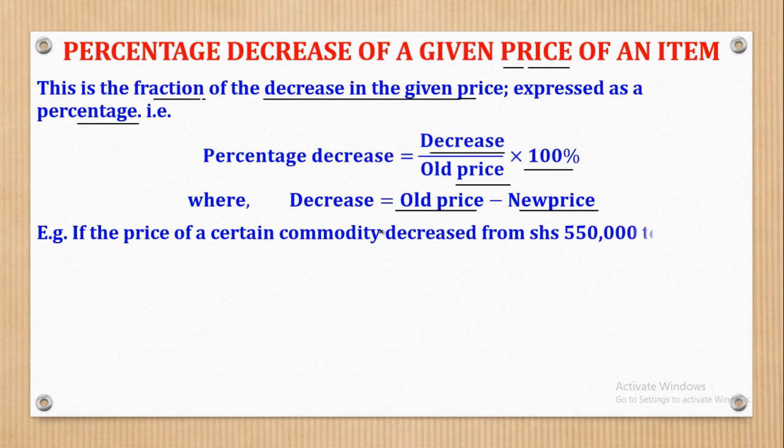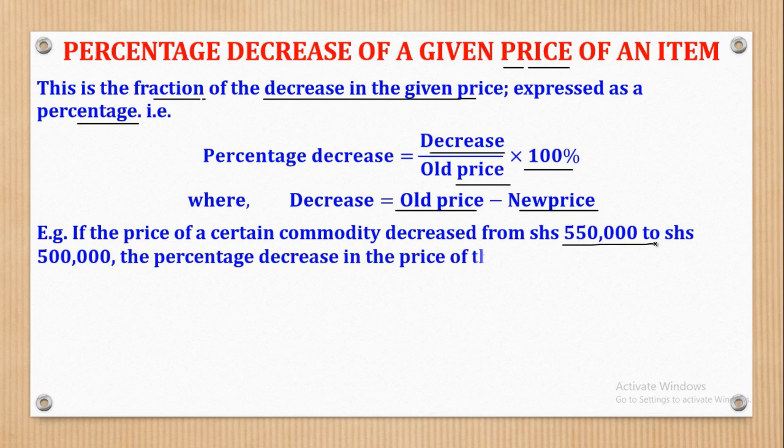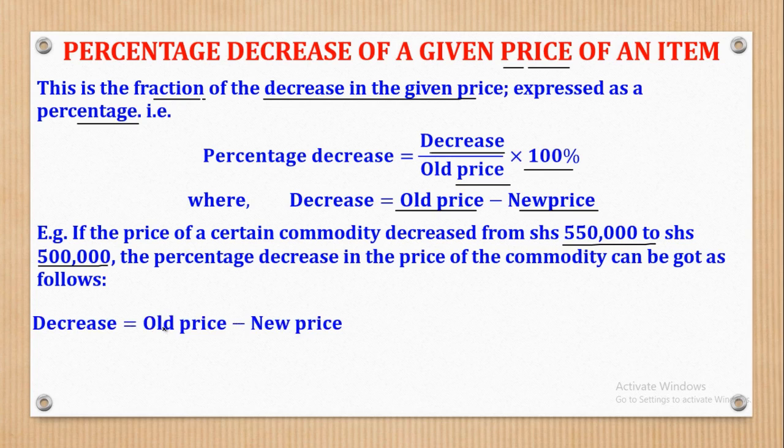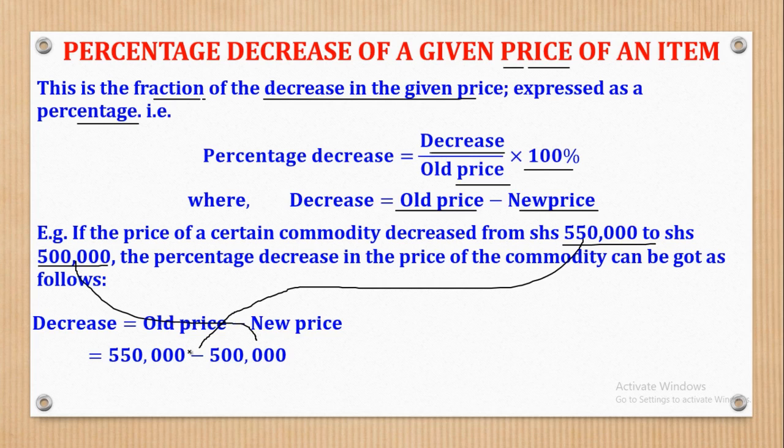Therefore, if the price of a certain commodity decreased from shillings 550,000 to 500,000, then the percentage decrease in the price is got as follows. The first thing to do is to get the decrease, which will be old price minus the new price. So old price is 550,000, the new price is 500,000. When I subtract, I come up with 50,000 shillings. This is what we call the decrease or the discount. We shall see the term discount in the next slide.